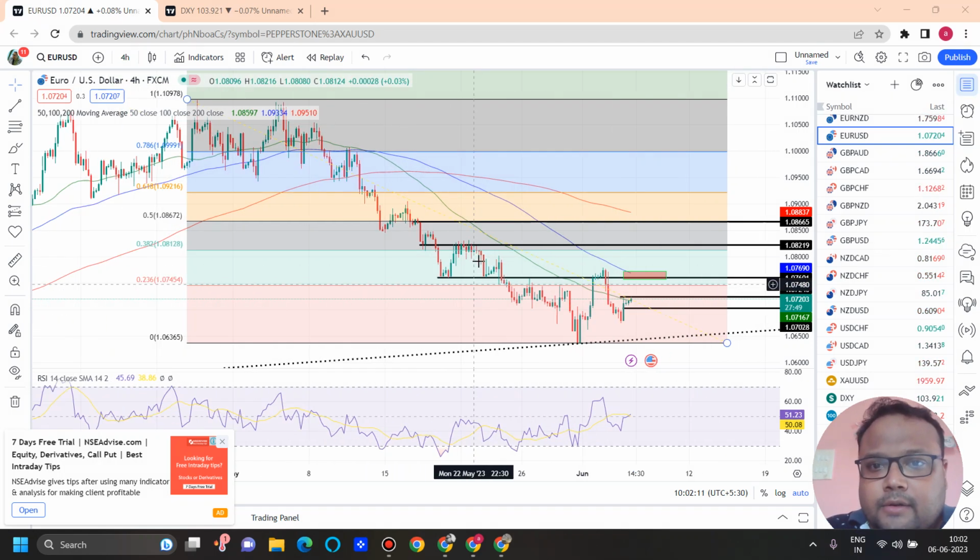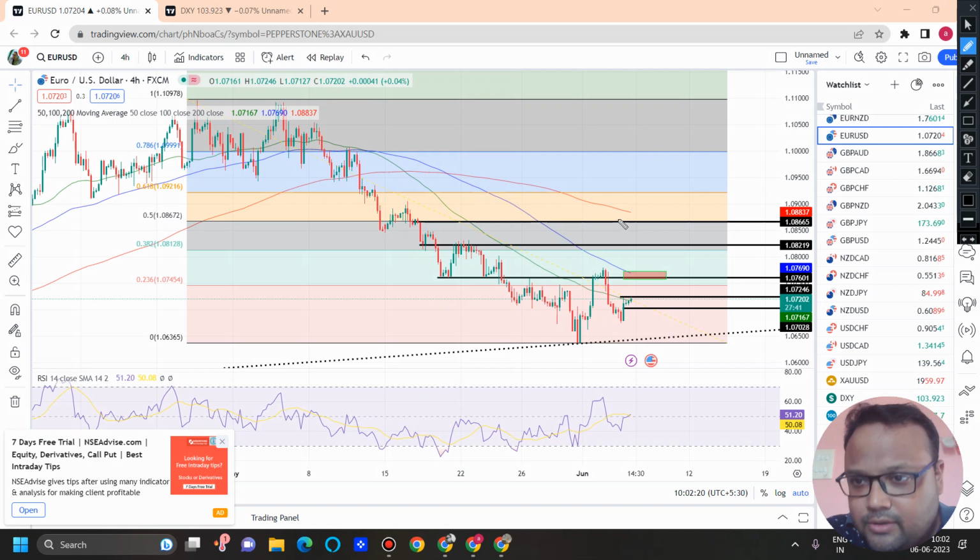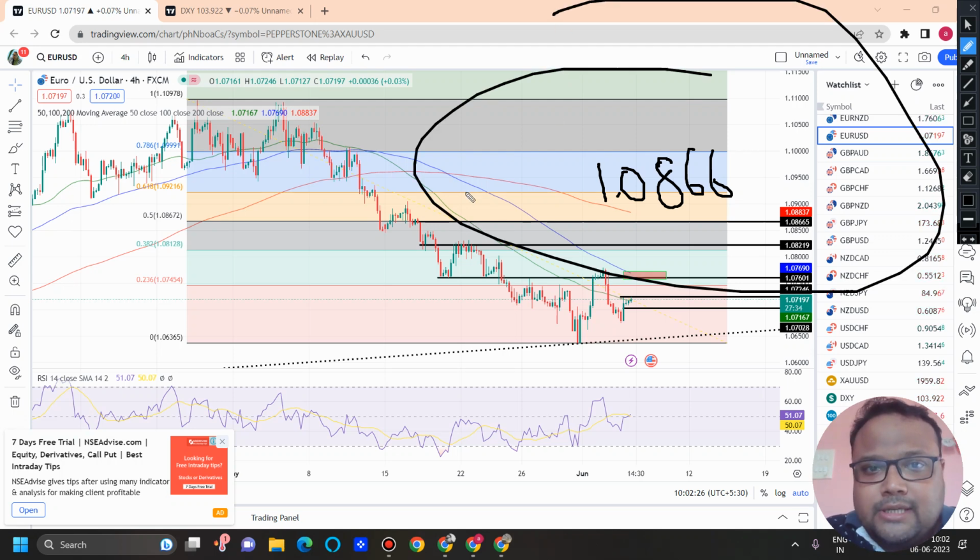You can see that 1.0825 is in the middle, and more or less you can see that because of strong price rejection around this area, we have some sellers. Above that we have 1.0866. Why 1.0866? We have Fibonacci 50% retracement around this area, and the 200 moving average will also be present.